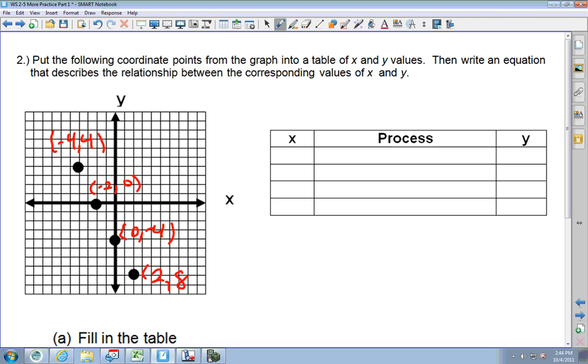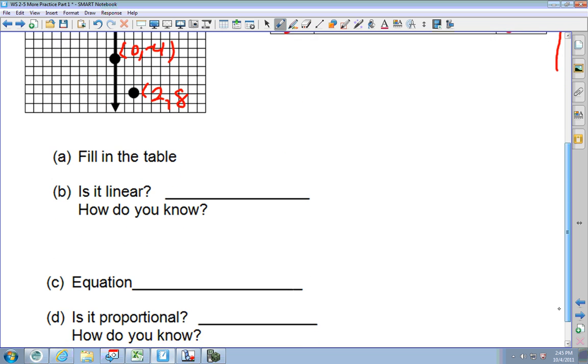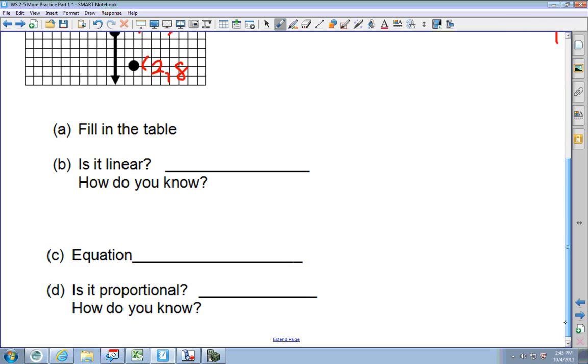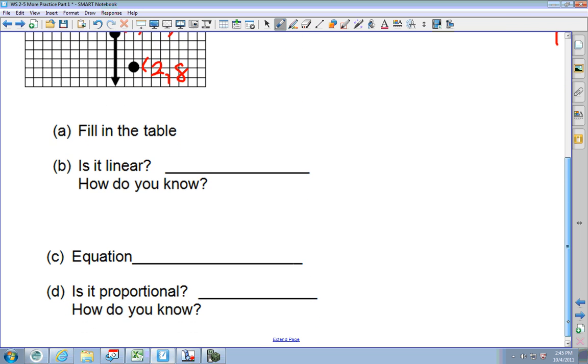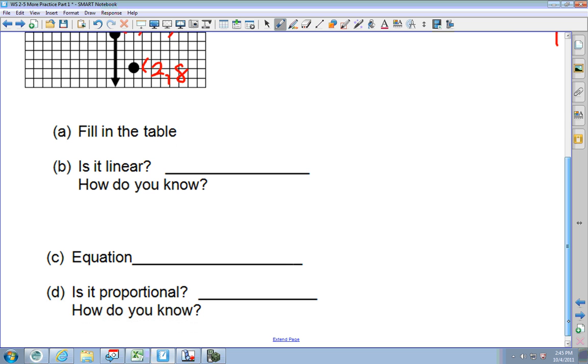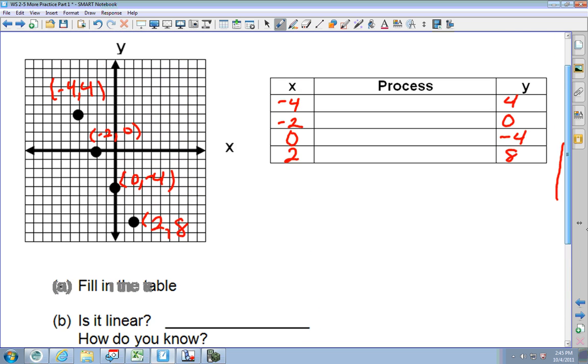2, 8. So I have negative 4 and 4, negative 2 and 0, 0 and negative 4, and 2 and 8. So now we fill in the table. This is what we need to do. The questions they're going to ask us: is it linear? What's the equation? And is it proportional? Okay, so let's look at those.